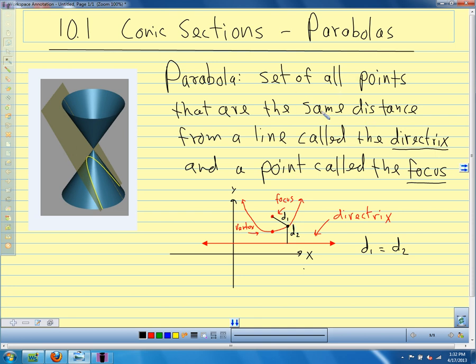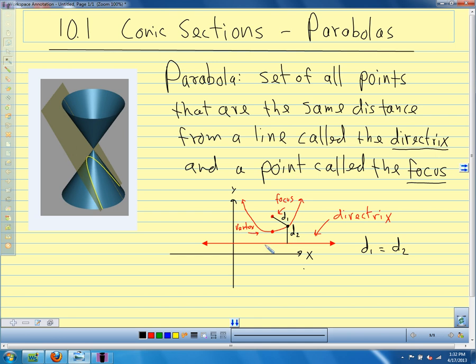So we're going to be doing a lot of work with the focus and the directrix to figure out things about a parabola if we know about the focus and the directrix. This is what we're talking about. The focus is always inside the parabola. The directrix is always outside the parabola. The vertex is between the focus and the directrix, and we'll get into more about that in just a second. All right. So any questions about this definition?